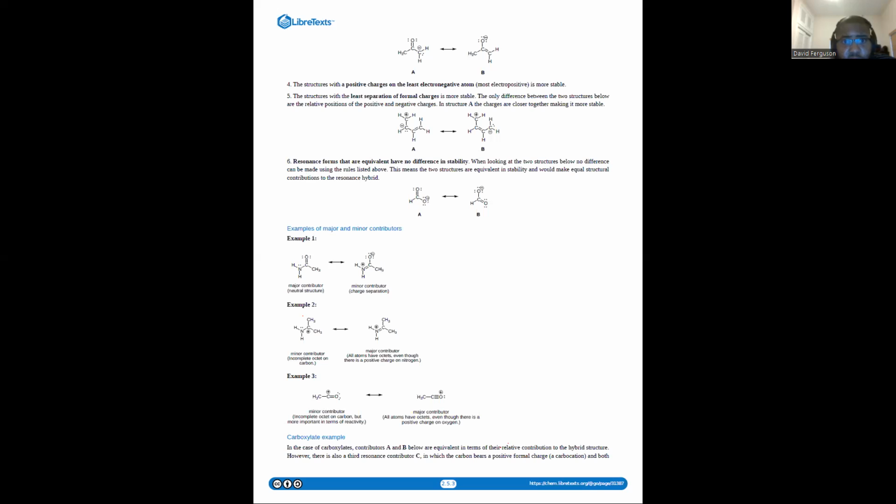The structures with a positive charge on the least electronegative atom is more stable. Very good. That's another idea. The structures with the least separation of formal charge is more stable. Good. And then resonance forms that are equivalent have no difference in stability.